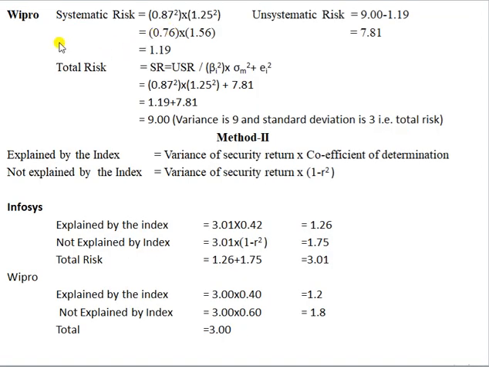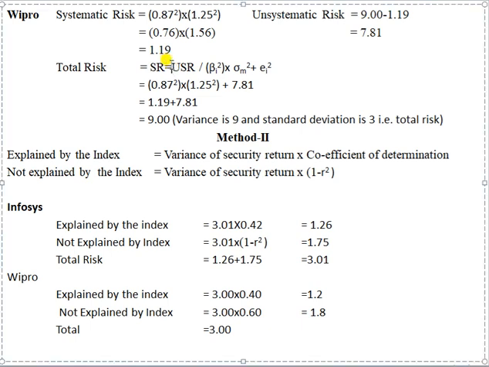I apply the same for Wipro: 0.87 square into 1.25 square. That becomes a systematic risk of 1.19 and an unsystematic risk of 7.81, which is 3 into 3, that is 9, minus 1.19. The total unsystematic risk is 7.81. The total risk, sorry, here I made a mistake: instead of plus I wrote equal. It is systematic risk plus unsystematic risk, or beta square into market variance plus residual variance. Exactly. The variance is 9 and the standard deviation is 3.